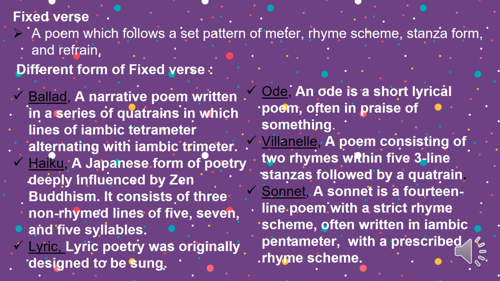Different forms of fixed verse are: first, ballad, a narrative poem written in a series of quatrains in which lines of iambic tetrameter alternate with iambic trimeter. Second, haiku, a Japanese form of poetry deeply influenced by Zen Buddhism. It consists of three non-rhyming lines of 5, 7, and 5 syllables. Third, lyric. Lyric poetry was originally designed to be sung. Fourth, ode. An ode is a short lyrical poem, often in praise of something. Fifth, villanelle. A poem consisting of two rhymes within five three-line stanzas, followed by a quatrain. And the last is sonnet. A sonnet is a 14-line poem with a strict rhyme scheme, often written in iambic pentameter.